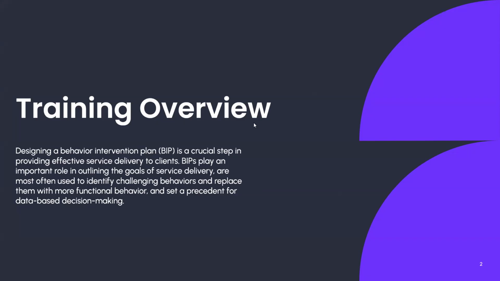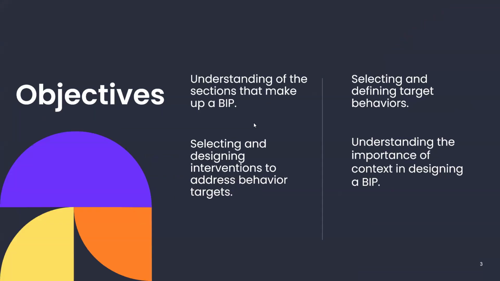In this training, our objectives are as follows. We'll go over the purpose of each individual section of a BIP. We'll go over selecting behaviors to target within the BIP, designing interventions to address these behavior targets, and the importance of context and data in designing a BIP. We'll also assess what we learned throughout this training and go over a mock scenario and develop our own BIPs by the end of this training.